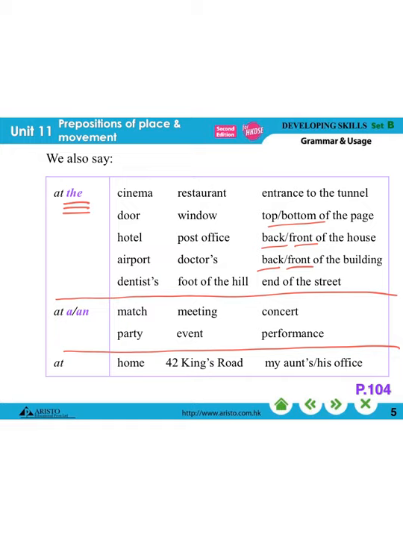And then we use at, adding the article, okay, a or an, with these words. At a match, at a meeting, at an event, at a performance. Okay? And then we use at with these words without adding any articles. We say at home. Where are you? I'm at home. We don't say at the home. We don't say in home. We say at home.